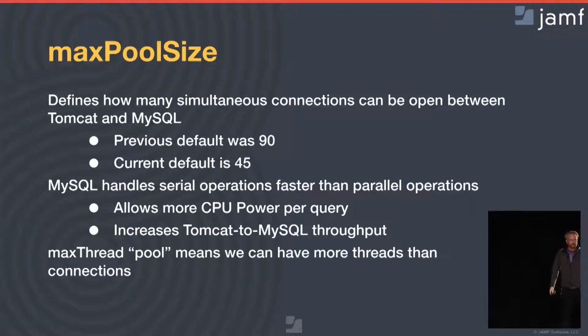Due to that, there's now a default change for a new deployment. If you install a new on-prem Jamf Pro solution, the default max pool size is now 45. Previously, it was 90. Part of this is due to the fact that MySQL handles operations coming in and out in a serial fashion more quickly than things in parallel. One thing at a time.